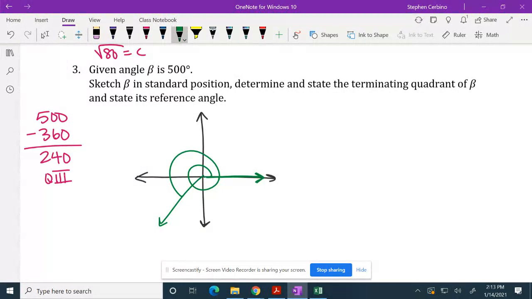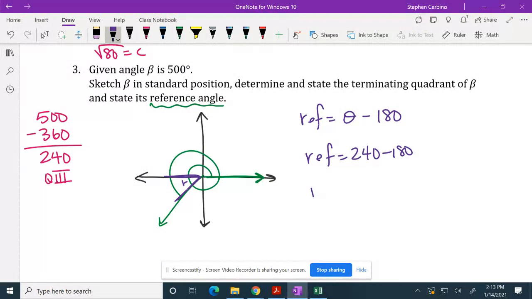It also wants us to find the reference angle. So the reference angle is the angle that references back to 240. What they care about here is what's this angle here. This is the reference angle. How far past 180 does 240 go? So the rule for a reference angle is to take the given angle minus 180. This is for quadrant 3. And the reference angle then becomes 240 minus 180. So the reference angle for this angle is 60.